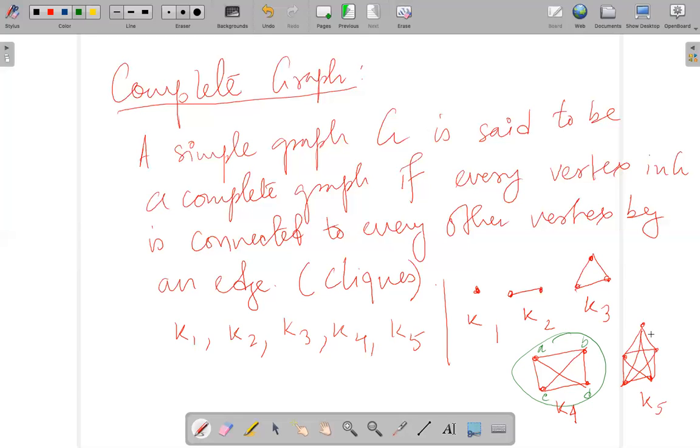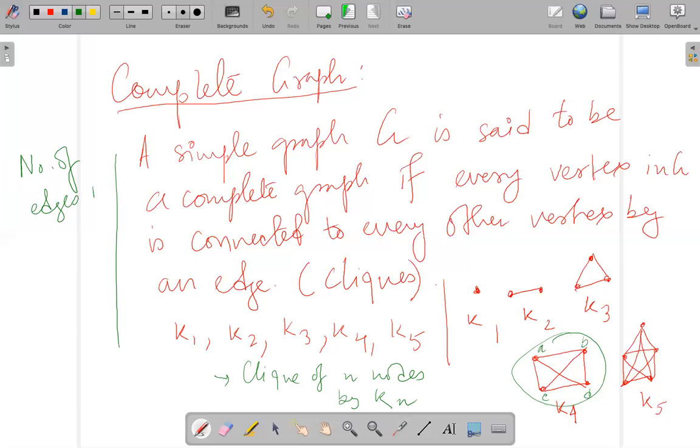So in general, we will refer to a clique of n nodes by Kn. Okay. So a very easy thing to see is that the number of edges in Kn is nothing but nC2. Okay, all pairs of nodes are connected. And this you can verify with the examples that we have drawn here.